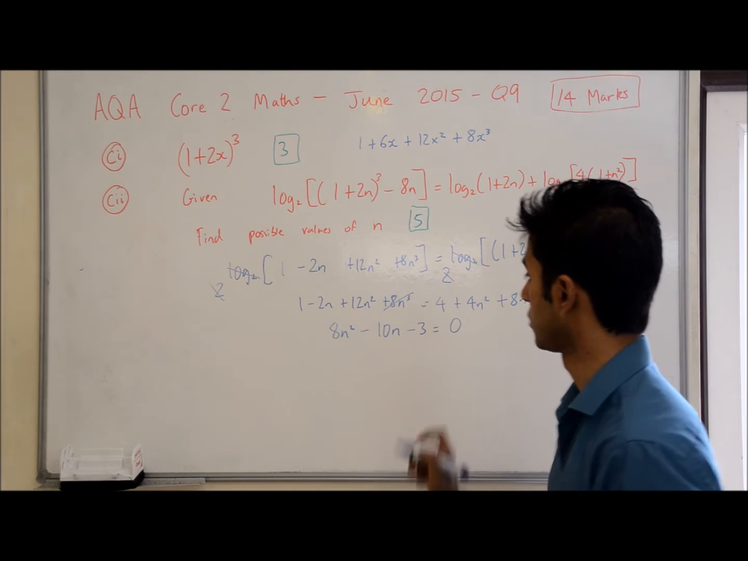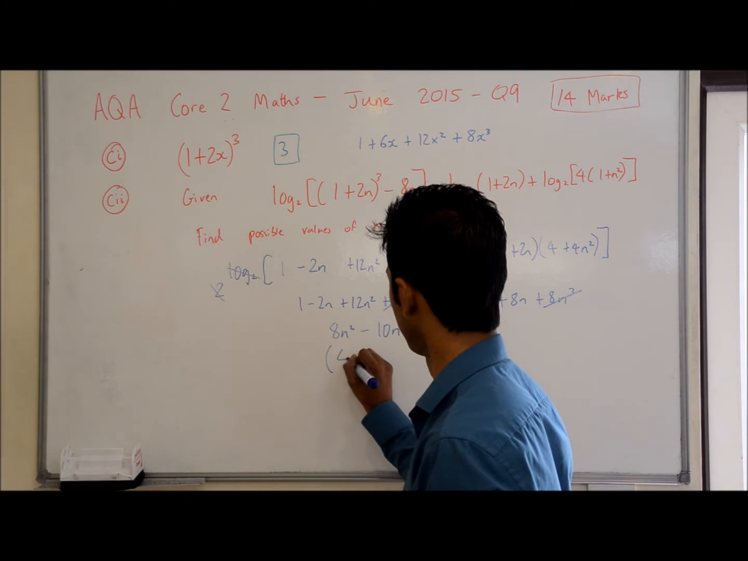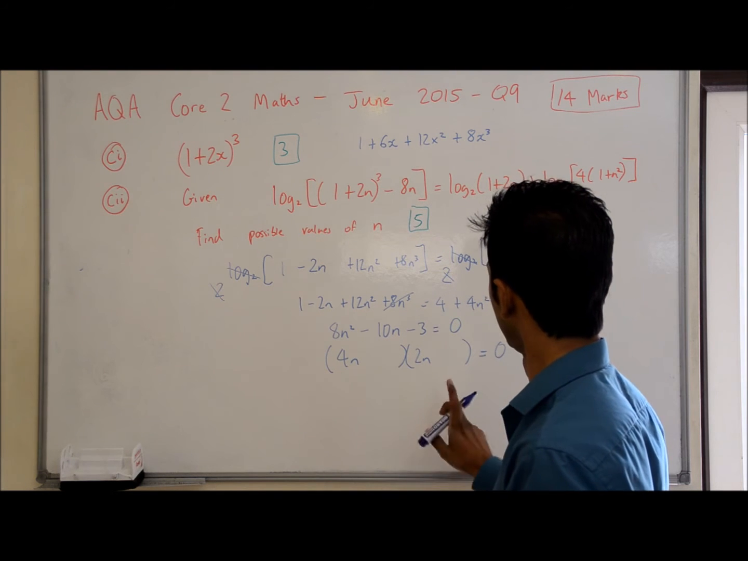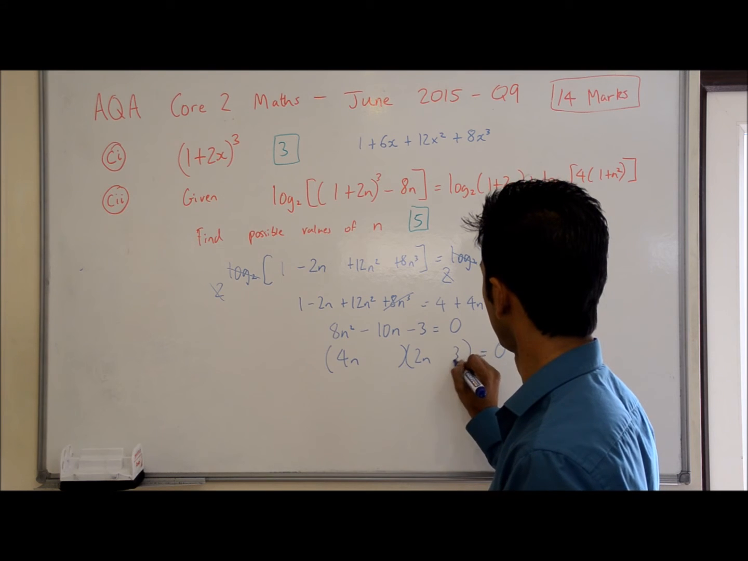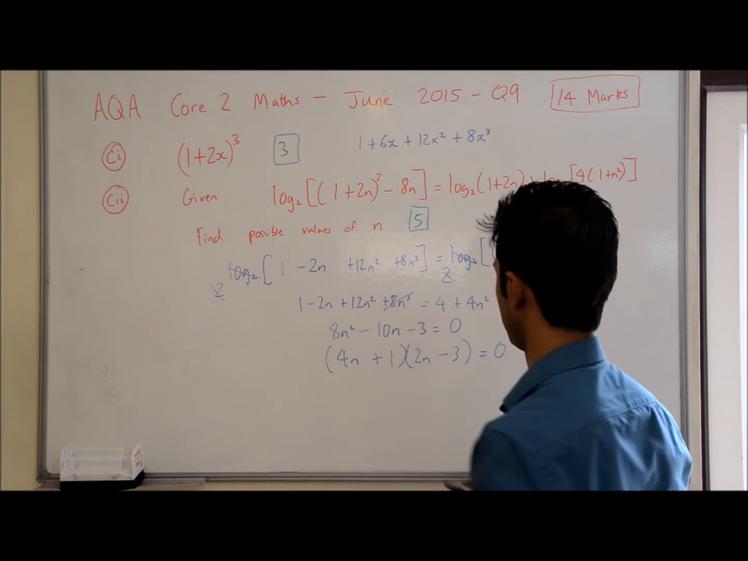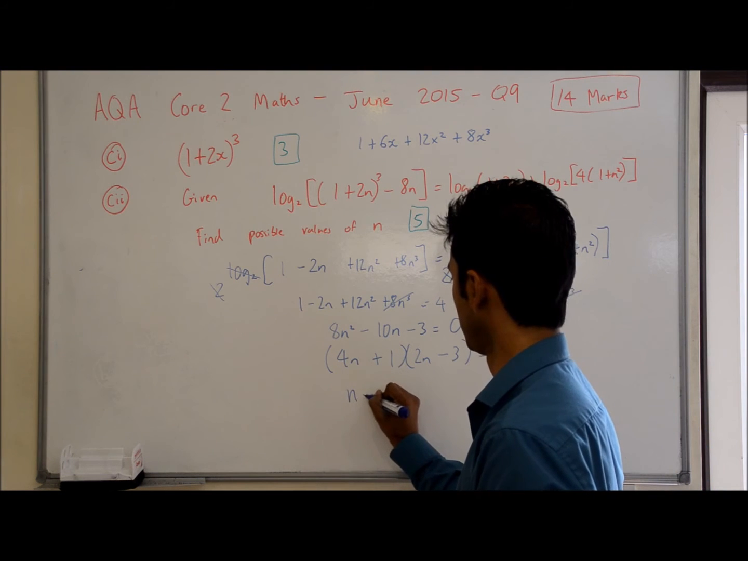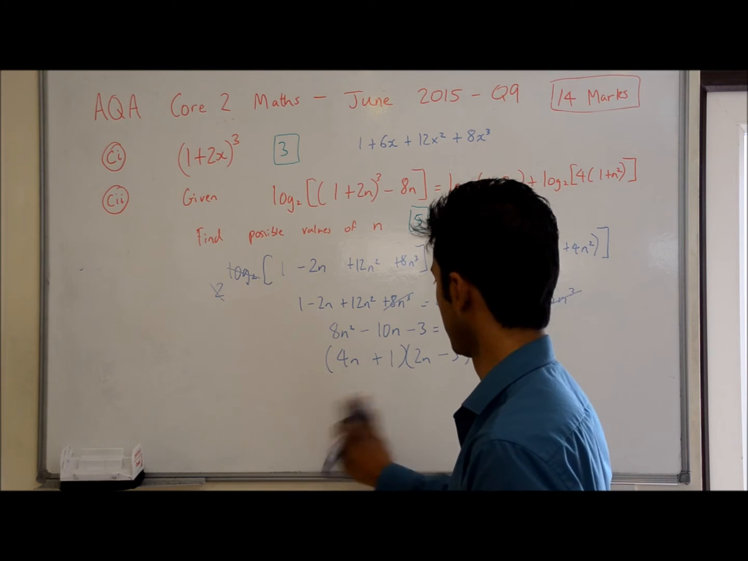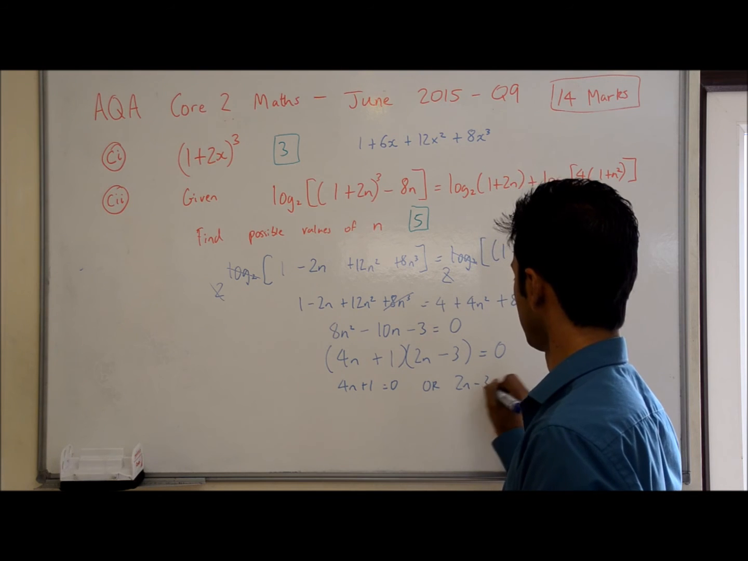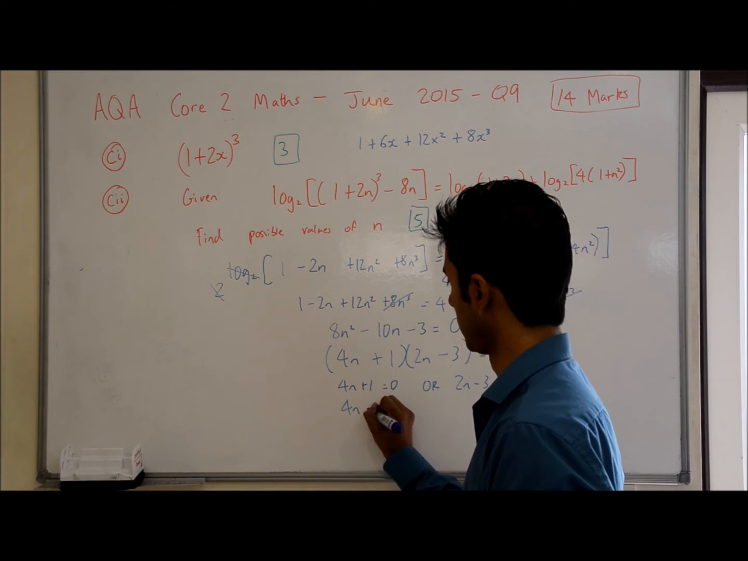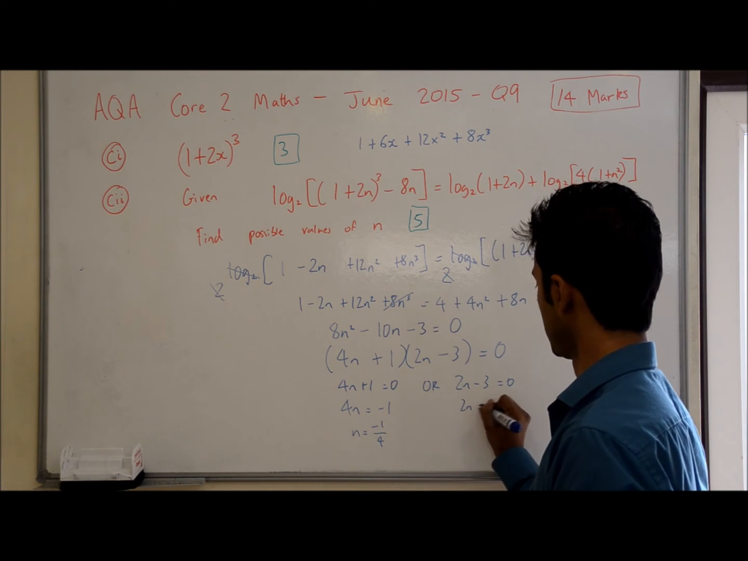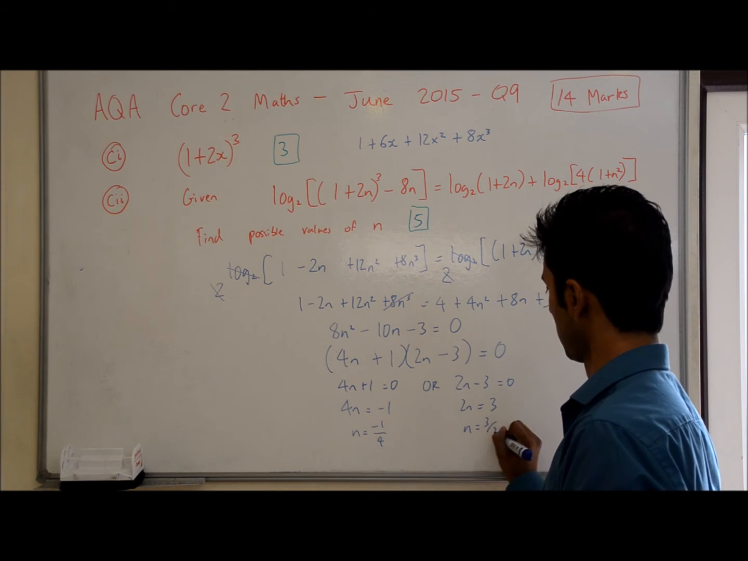So now we're going to try and factorize this. So that's going to, let's try 4n and 2n, 3 and 1. So minus 12n plus, okay, that should work. So therefore, let's break it down, 4n plus 1 equals 0, or 2n minus 3 equals 0. So 4n equals minus 1, and n is equal to minus 1 over 4, or 2n is equal to 3, so n is equal to 3 over 2.